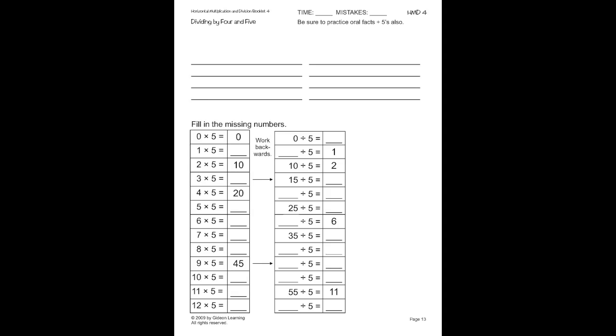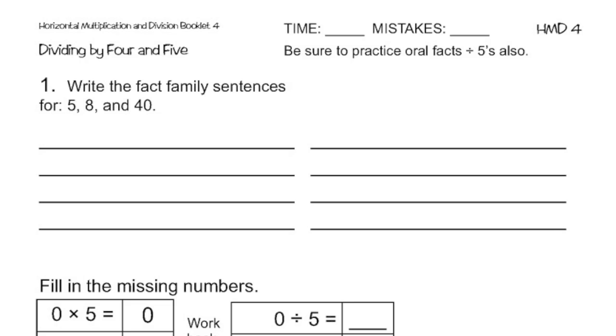Moving on to page 13. Let's start with number 1 up top there. Write the fact family sentences for 5, 8, and 40. Okay.